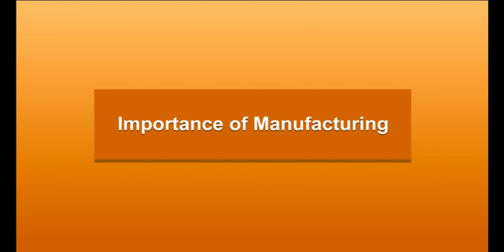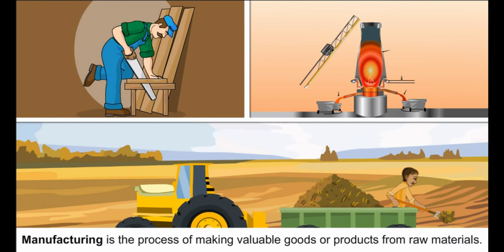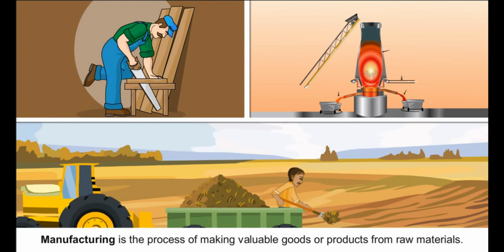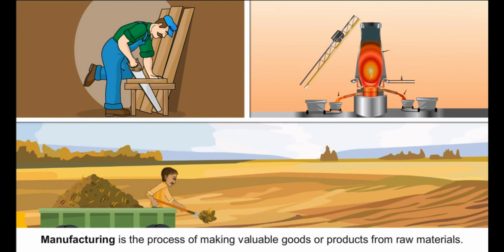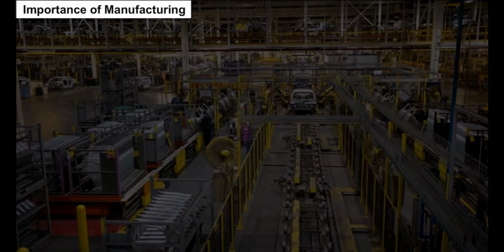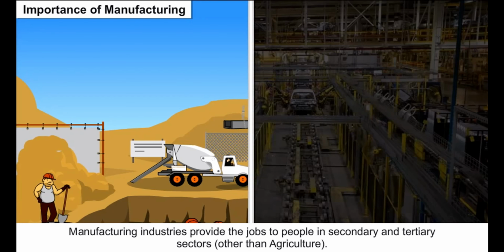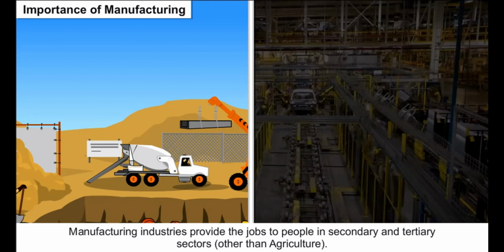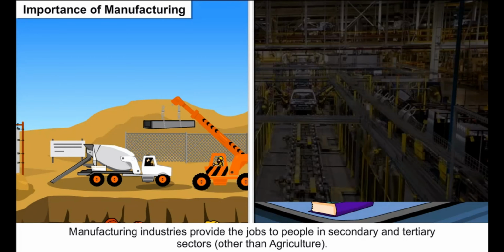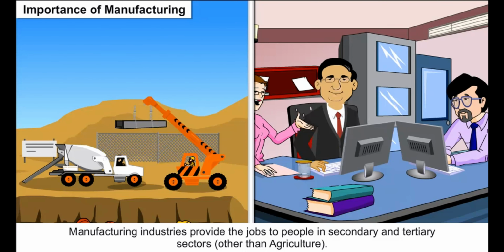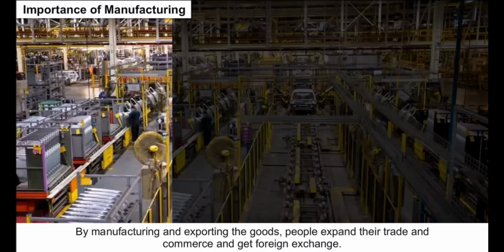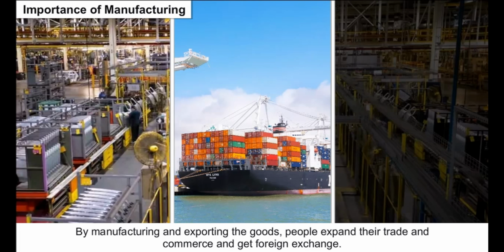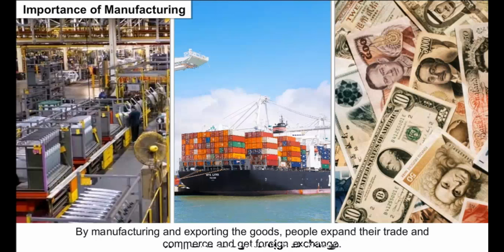Importance of manufacturing. Manufacturing is the process of making valuable goods or products from raw materials. Manufacturing industries provide jobs to people in secondary and tertiary sectors other than agriculture. By manufacturing and exporting goods, people expand their trade and commerce and get foreign exchange.